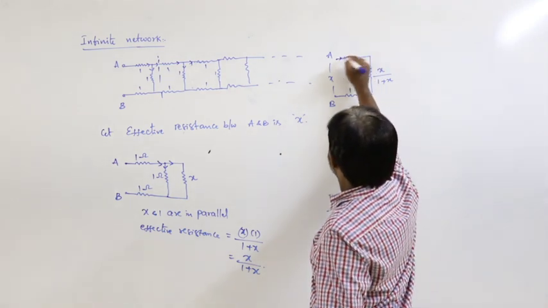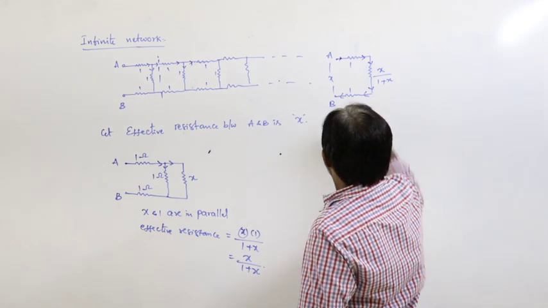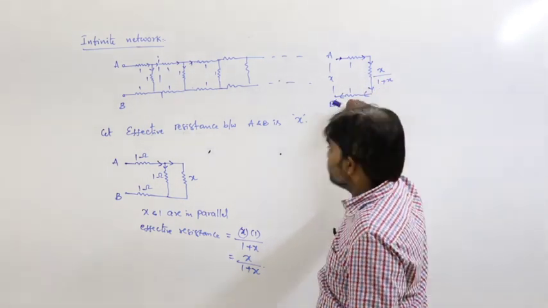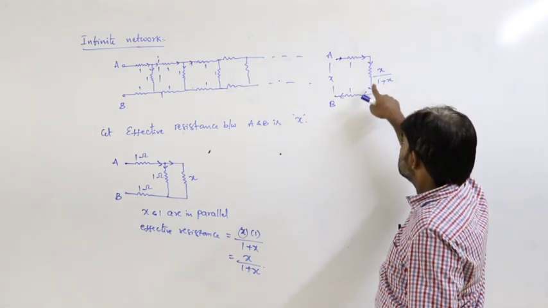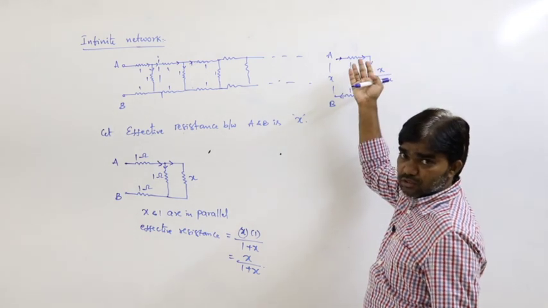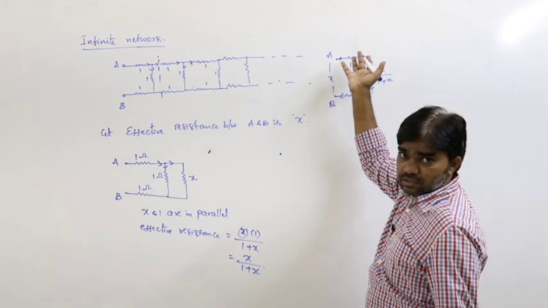Now here the current passing from A to B, there is no division. So that is 1, X by 1 plus X, and 1 are in series. Here the current passing from A to B is travelling like this and like this. There is no division of the current because there is no junction. Of course it is a junction, but there is no other way to pass.